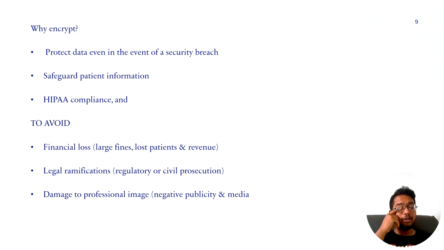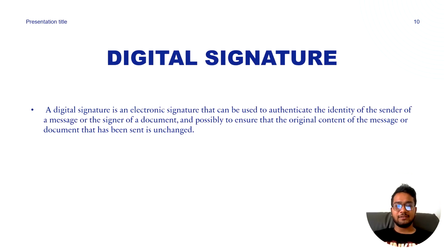Why do we use encryption to protect data, even in different secure branches, for different types of circumstances where we have to protect the data and avoid financial losses, legal liability, or damage to professional image? Anything we want to make secure, at that time we use data encryption.